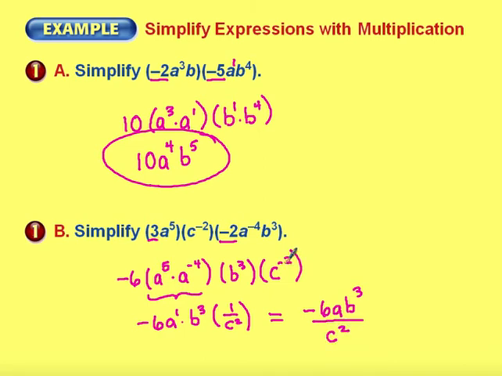So I've taken what was my negative exponent and moved it to the denominator. Now notice I didn't move the negative 6 down. That's not a negative exponent, that's just a coefficient. That's a negative number. So this is my final answer, negative 6ab cubed divided by c squared.